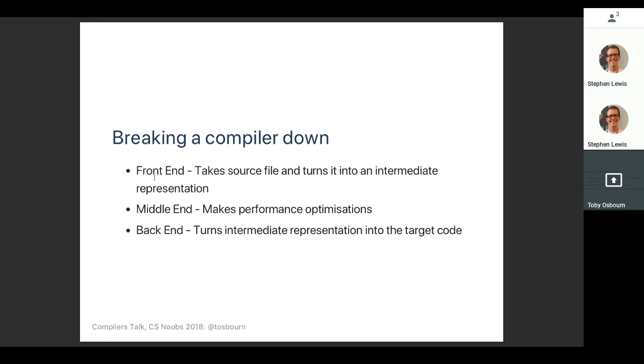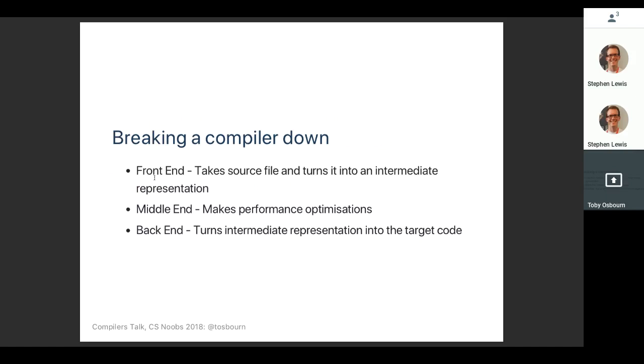A compiler is made of 3 bits, which is kind of cool, and I'll explain why in a minute. The first bit is the front end, and it takes the source file, the file in the language that you're writing in, and turns it into what we call an intermediate representation. All it means is it turns it into a version of code that you wouldn't really expect. It's like a tree structure that you will see later on.